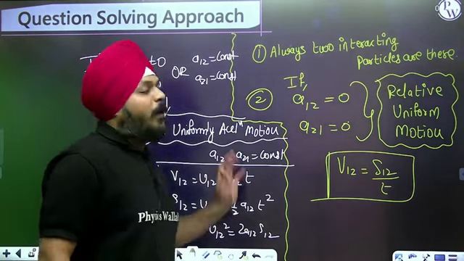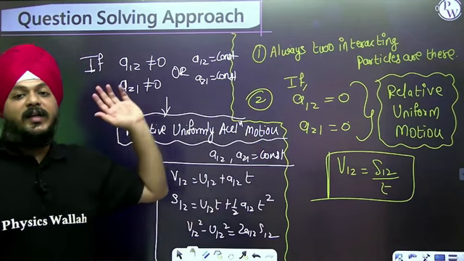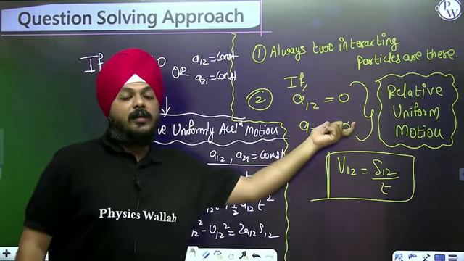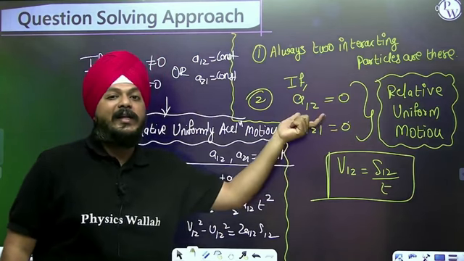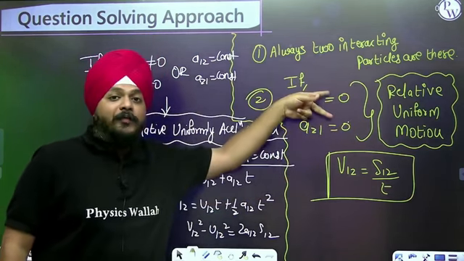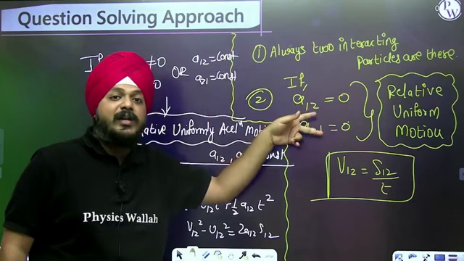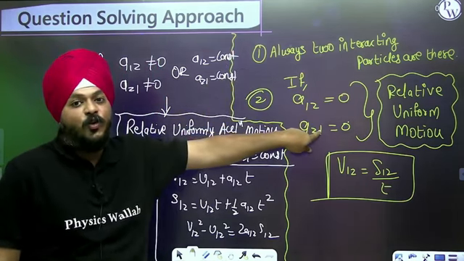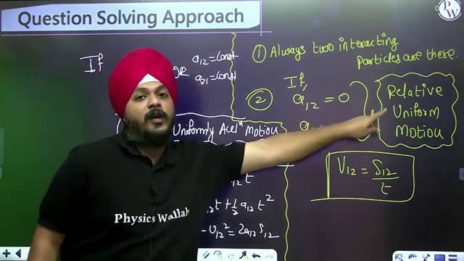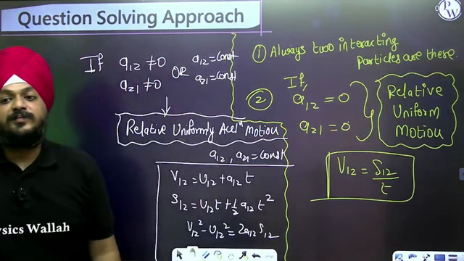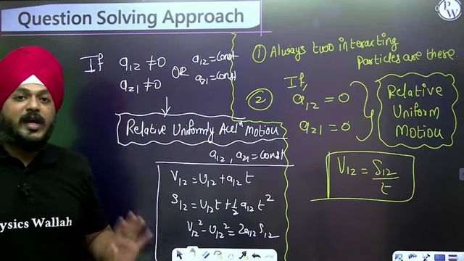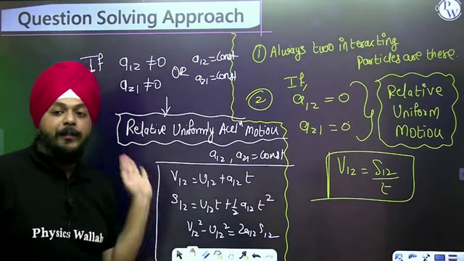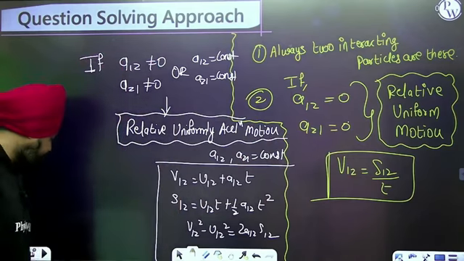So in summarized form, the actual thing is to identify whether the interacting particles are having acceleration. If both particles have the same acceleration, then the relative acceleration is going to be 0, and it will be the case of relative uniform motion. You have to just identify whether the relative acceleration is there or not and apply the relevant equation.